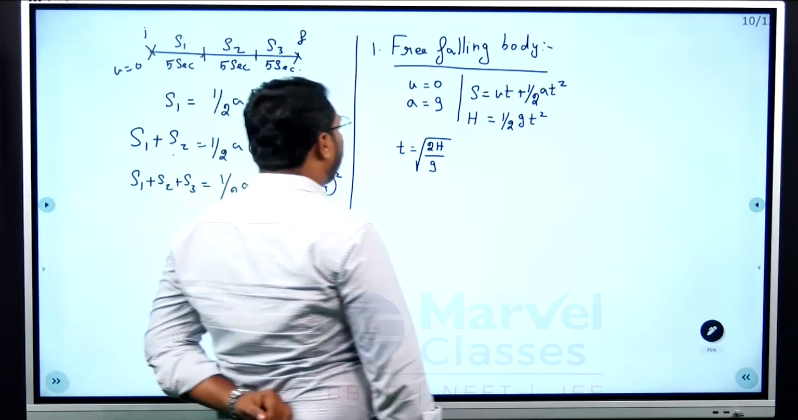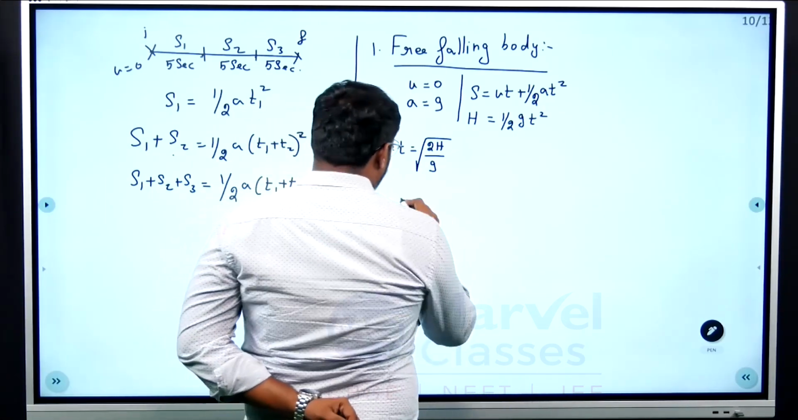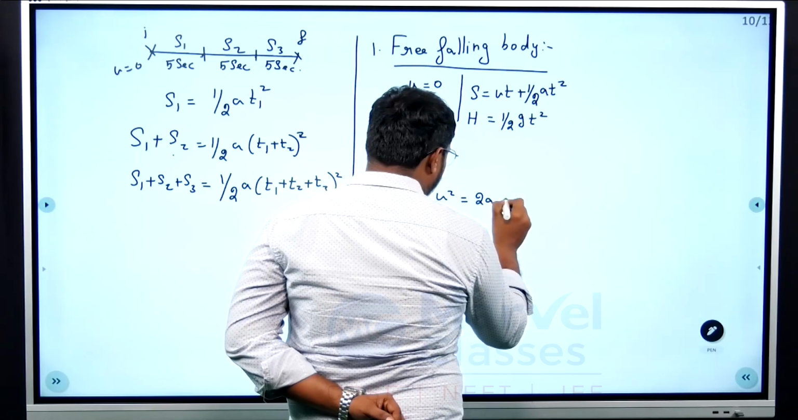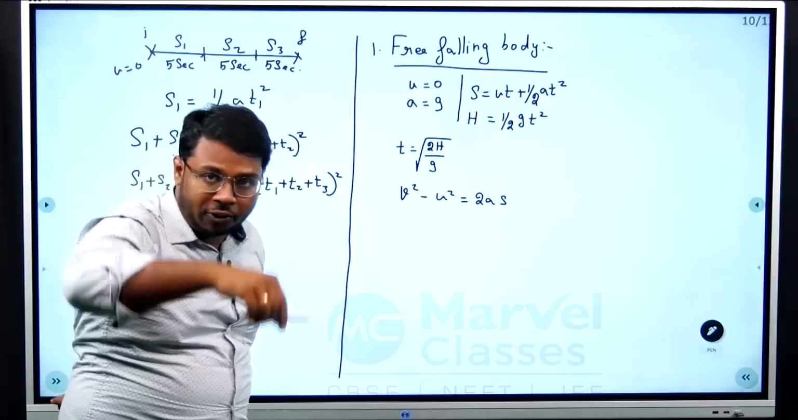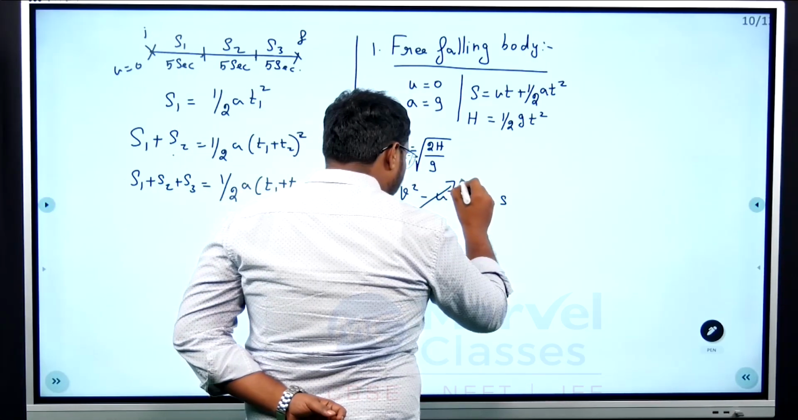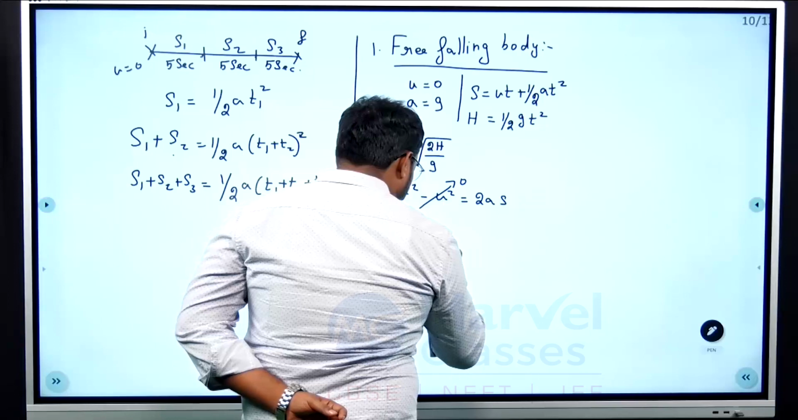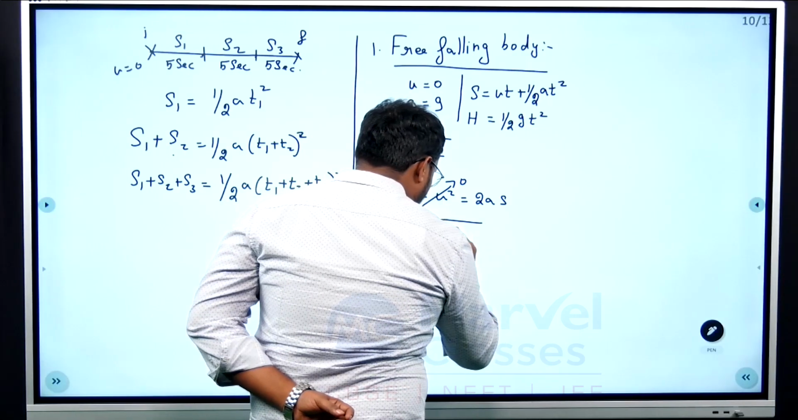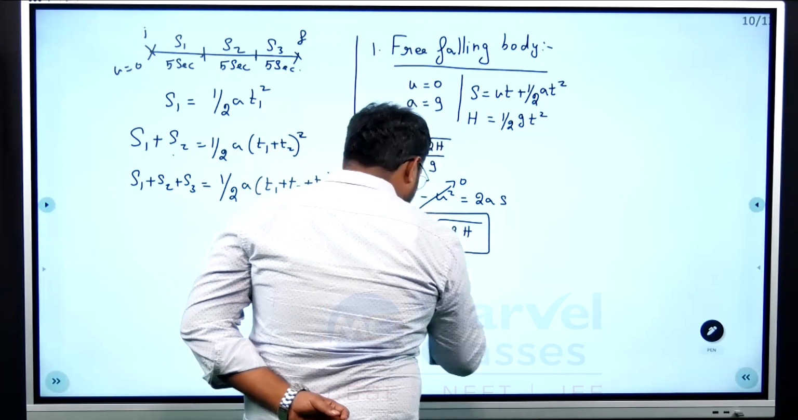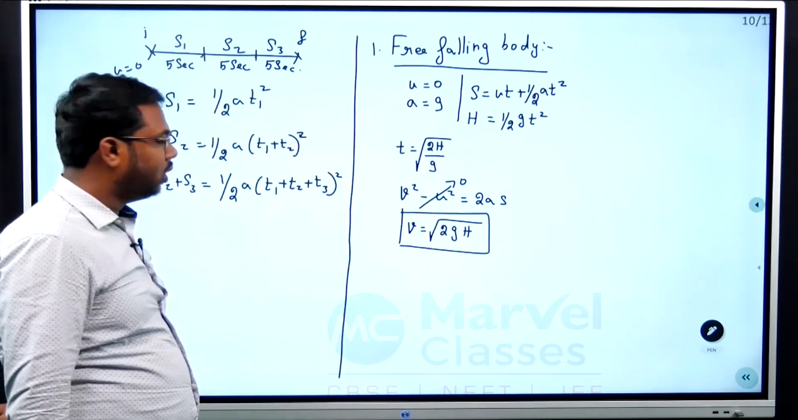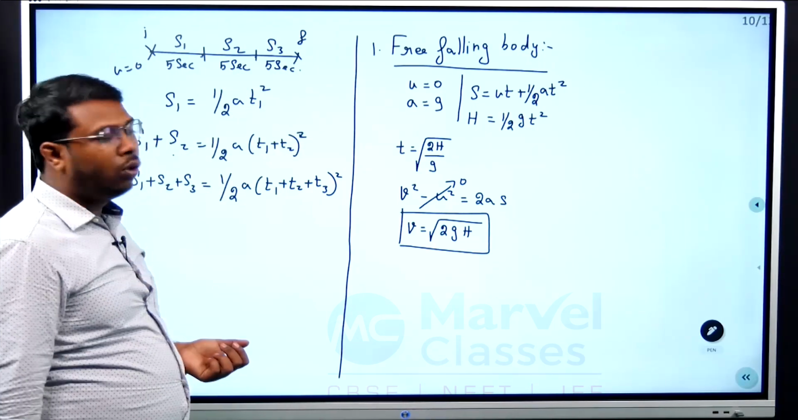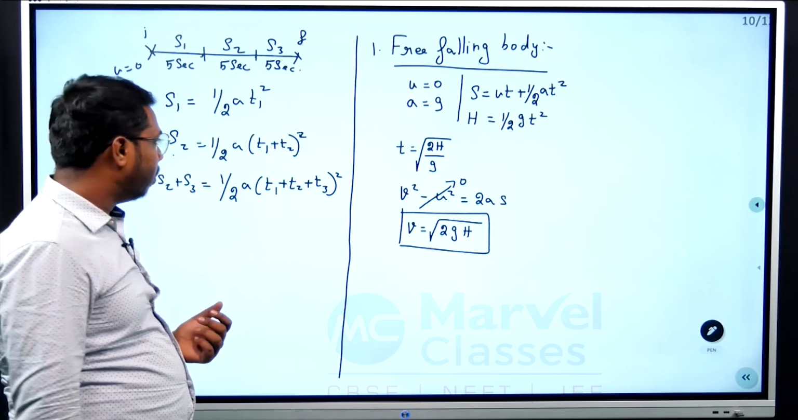Like that, you can take the third equation, where v squared minus u squared equals 2 into a into s. For a free falling body, the initial velocity is 0, so u squared goes to 0, where v equals root of 2 into g into h. So these are a few things you can do using the free falling body.